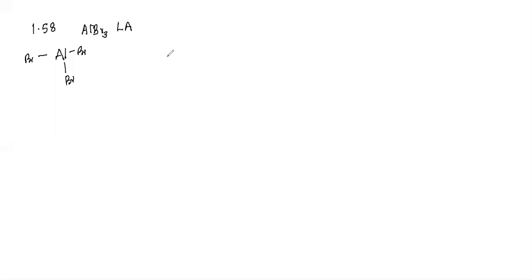Then CH3CH2NH2. Remember, it is having a pair of electrons here, so it can donate these electrons. That means it's a Lewis base. So Lewis acid accepts electrons, Lewis base donates electrons.